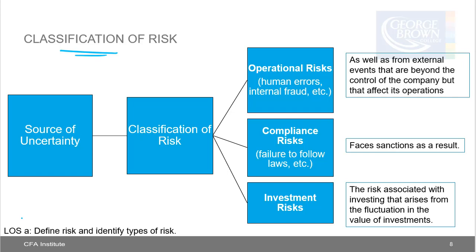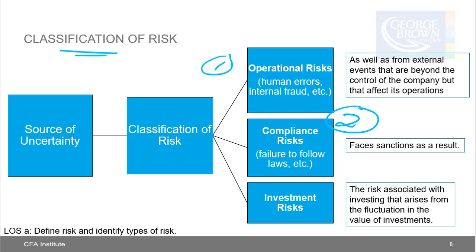However, there are 3 risks to which companies in the investment industry are typically exposed. Number 1 is operational risks, which refers to the risk of losses from inadequate or failed people, systems, and internal policies and procedures, as well as from external events that are beyond the control of the company, but that affect its operations. Number 2 is compliance risk, which relates to the risk that a company fails to follow all applicable laws and regulations and faces sanctions as a result.